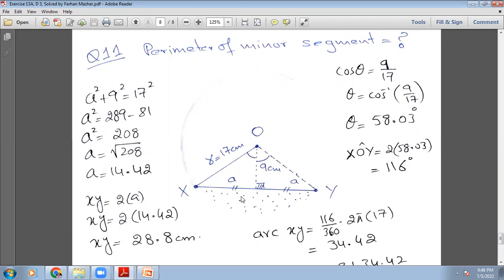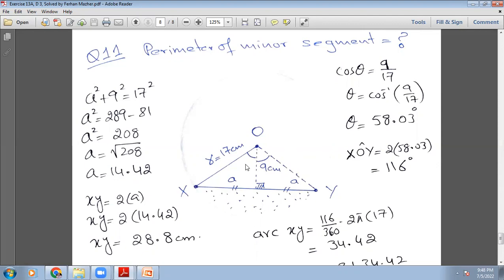So once I know this, then I can find the length of the chord. The length of the chord will be XY equals 2 times A, and that will be XY equals 2 times 14.42, so that will be 28.8 centimeter. Then I will try to find out this angle here.